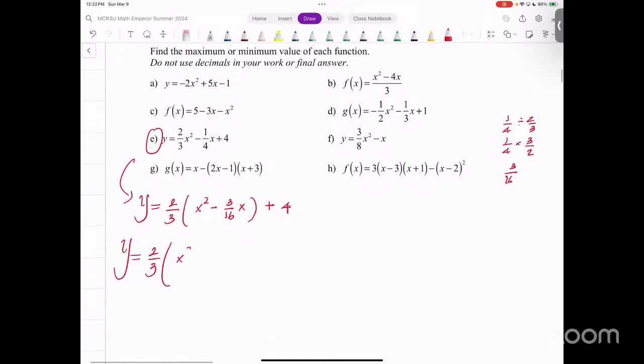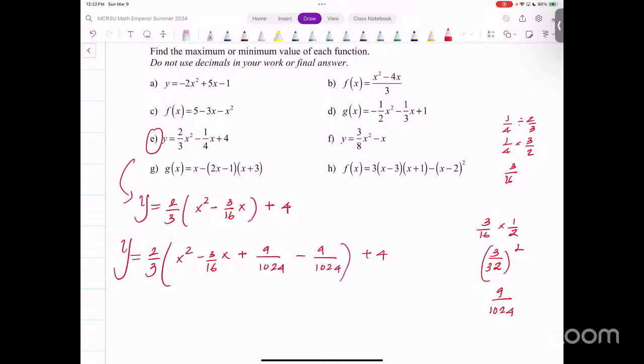2/3 x squared minus 3/16x. We need the half of that, isn't it? So what is half of that? 3/32. Are you guys following that? So we need half of that, and then we need the square of that. So 3/32 squared. In the calculator, 32 times 32 is 1024. So we're going to be at 9/1024. Subtract 9/1024 plus 4.